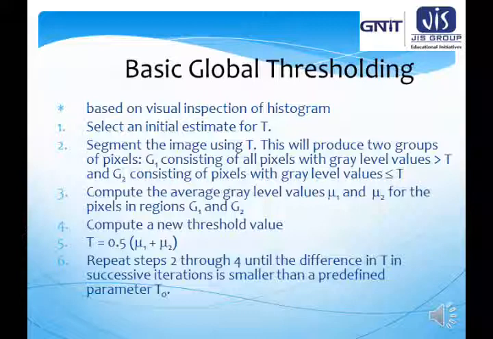The third step is compute the average gray level values mu1 and mu2 for the pixels in regions G1 and G2. The fourth step is compute a new threshold value. The fifth step is T equals 0.5 multiplied by mu1 plus mu2. We have to choose like that. And the sixth step is repeat steps 2 through 4 until the difference in T in successive iterations is smaller than a predefined parameter T0. So these are the six steps which we have to follow to find the basic global thresholding.